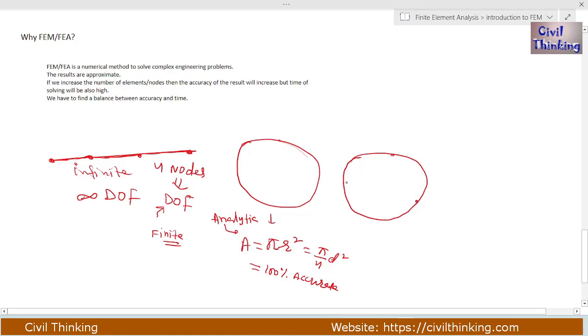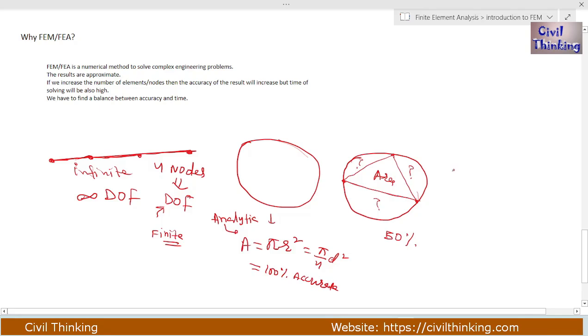So we will divide it. For example, I drew 3 nodes, and I connected the nodes with these line elements, and combined we got a 2D element, like a triangle with 3 nodes. Now then we will find the area here. But remember, we didn't cover this, this, and this part. So maybe the result is only 50%.